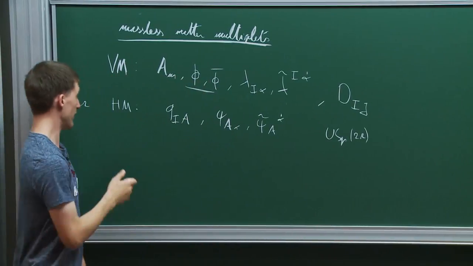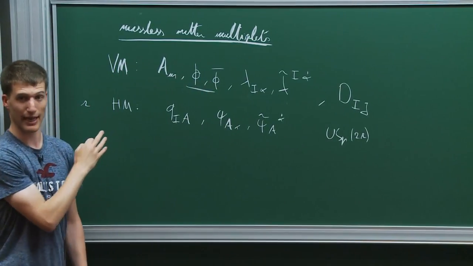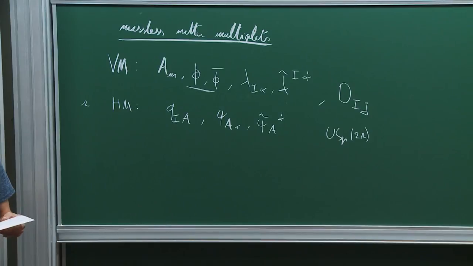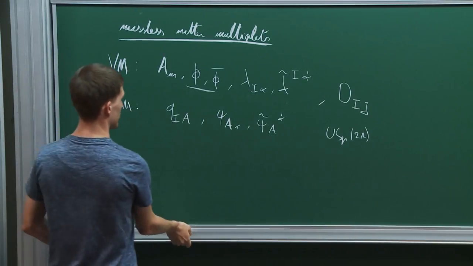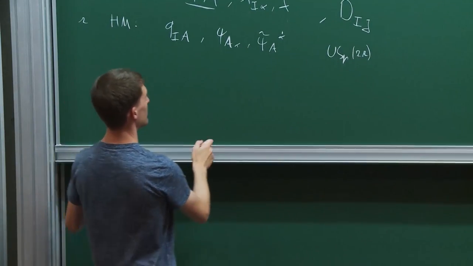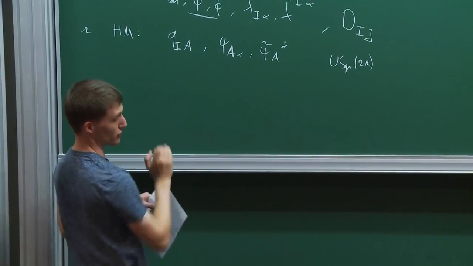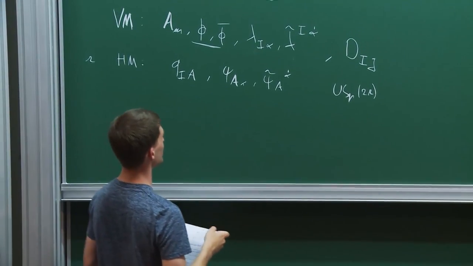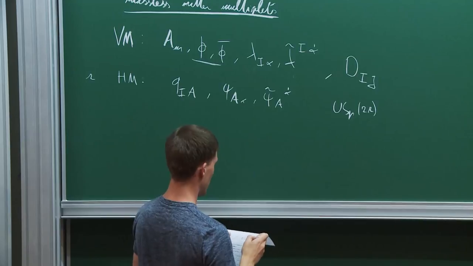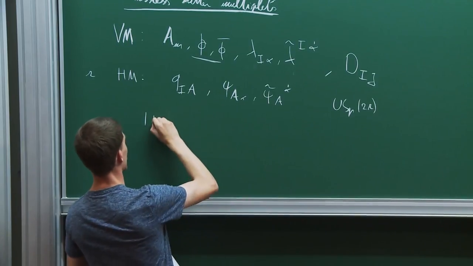Because it's just a fact of life that hypermultiplets carry the USp(2R) flavor symmetry. Let's unpack this a little bit. So notice also that I just restrict myself to an on-shell representation here for the time being. So let's unpack this a little bit.